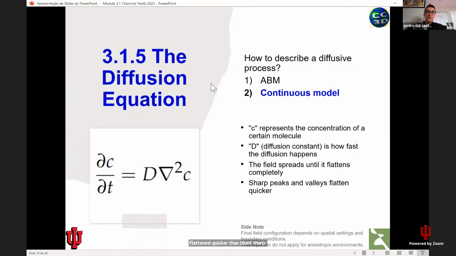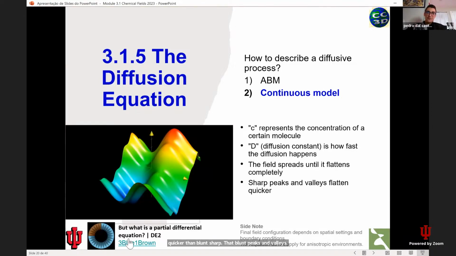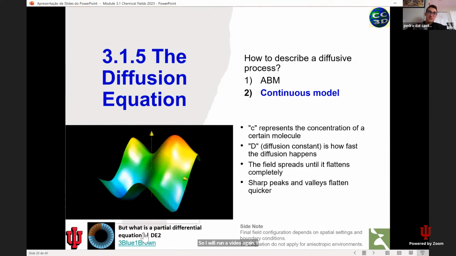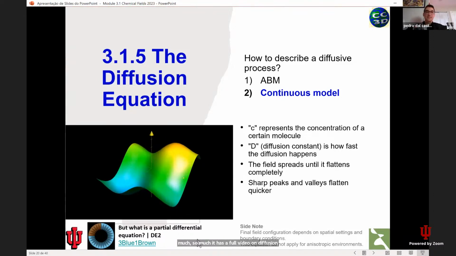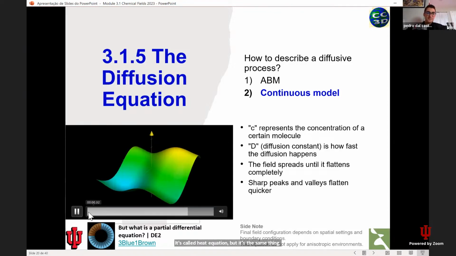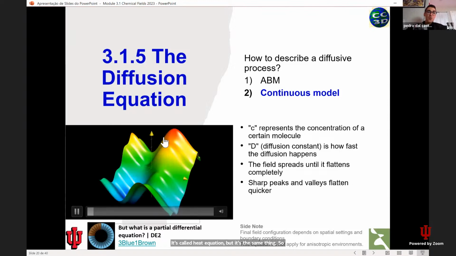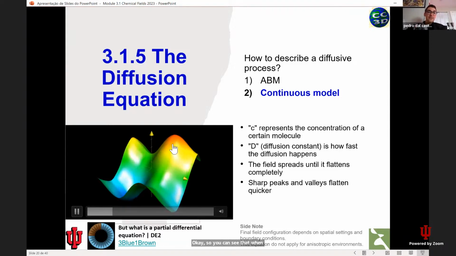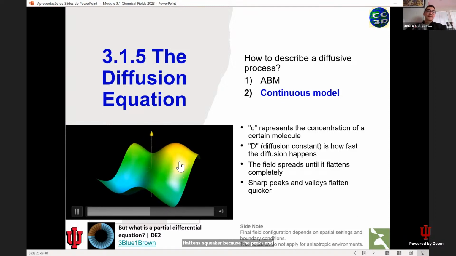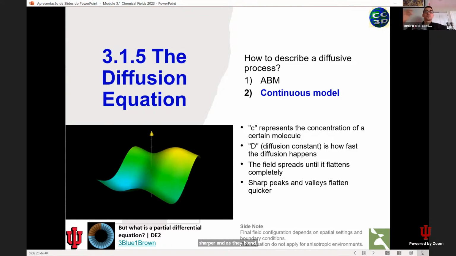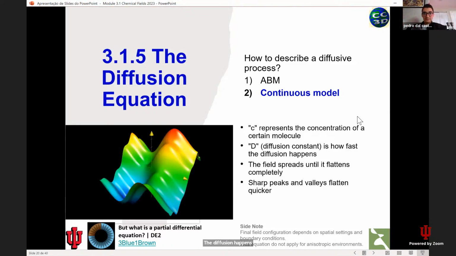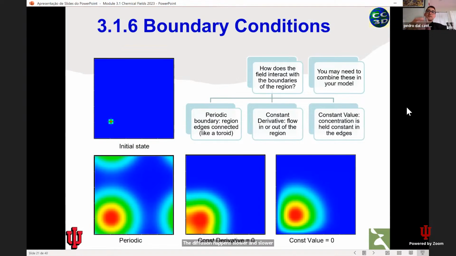So I will run a video again. I recommend this channel so much. It has a full video on diffusion. It's called heat equation, but it's the same thing. So the heat equation and the diffusion equation are the same thing. Okay, so you can see that when the simulation starts, it flattens quicker because the peaks and valleys are sharper. And as they blunt, the diffusion happens slower and slower.